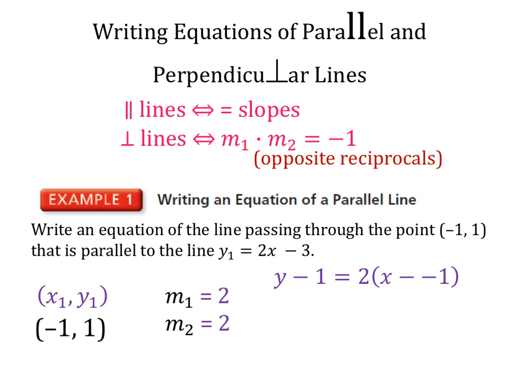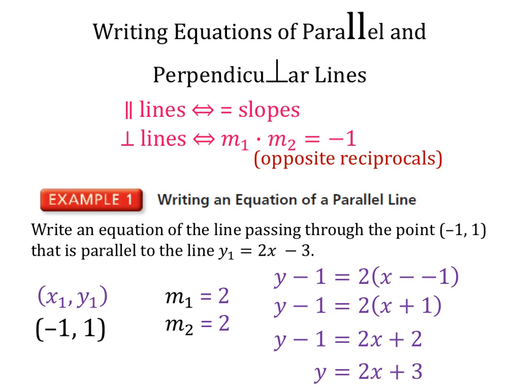So I substitute into my point-slope form, simplify, distribute, move some things around, and get y equals 2x plus 3. This is the second equation that is parallel to the first one.